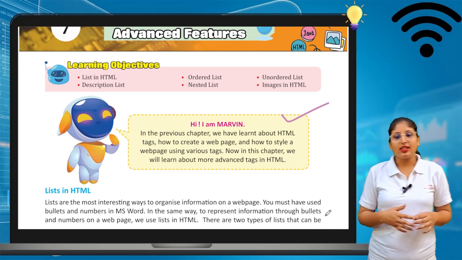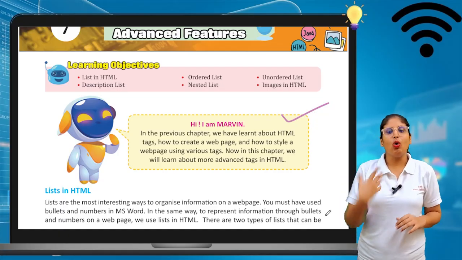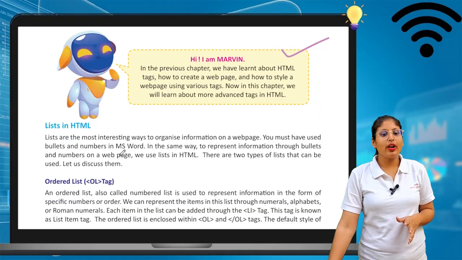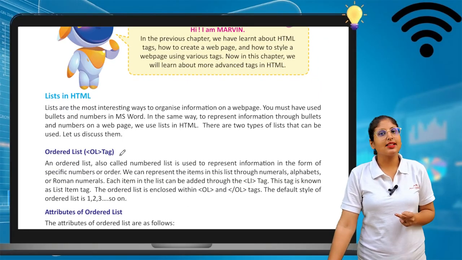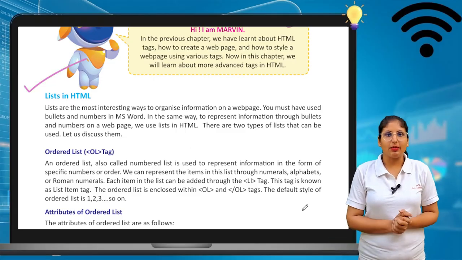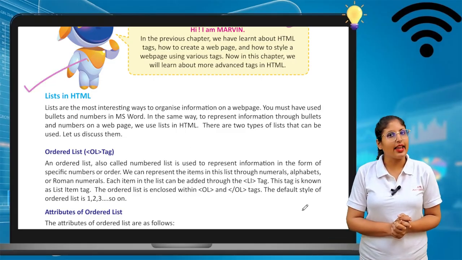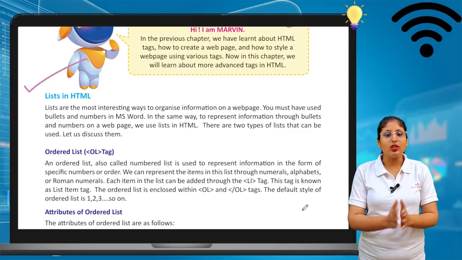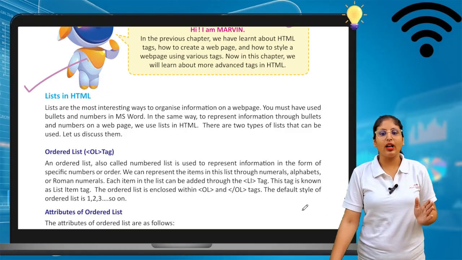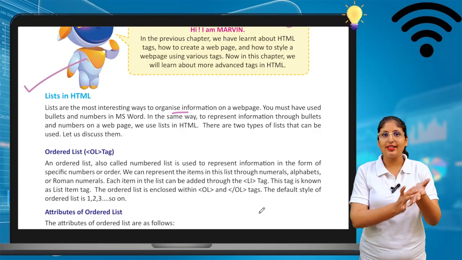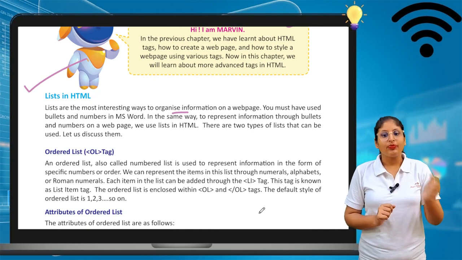So now in this chapter, we will learn about some more advanced tags in HTML. We will see some more advanced features and advanced tags that are there in HTML. So first we will see lists in HTML. What are the lists that are there in HTML? Lists are the most interesting way to organize information on the web page. So lists are there to organize your information.